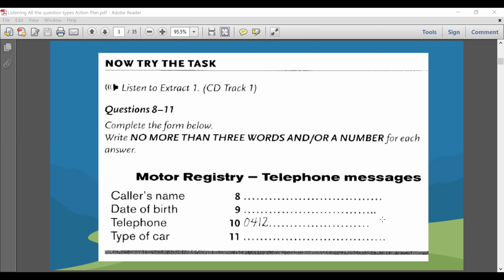Everybody, what is the answer of the 11th one? Get me the answer of the 11th one. It is Ford station wagon. The answer is Ford station wagon. Everything has to be in capital.